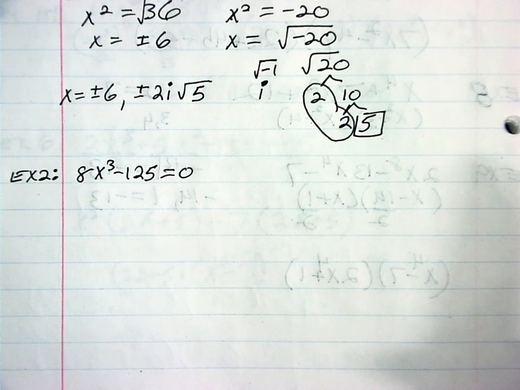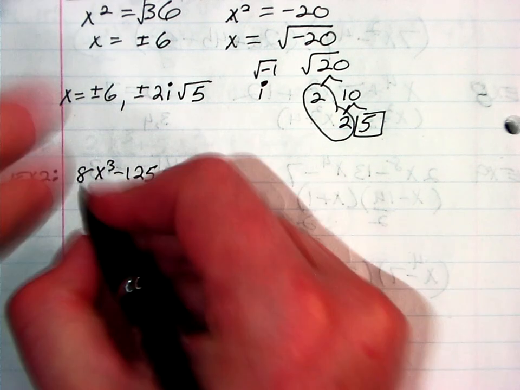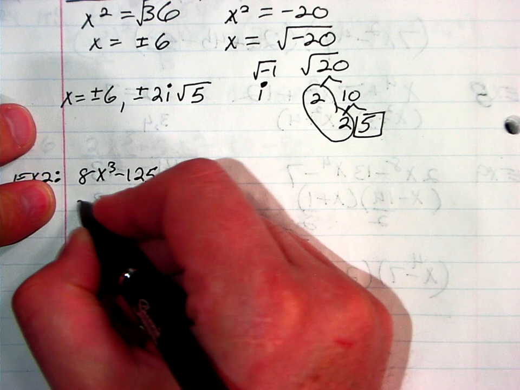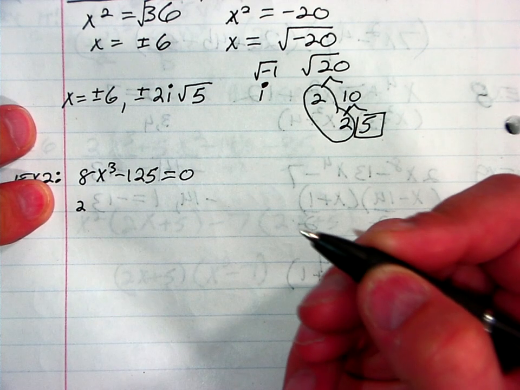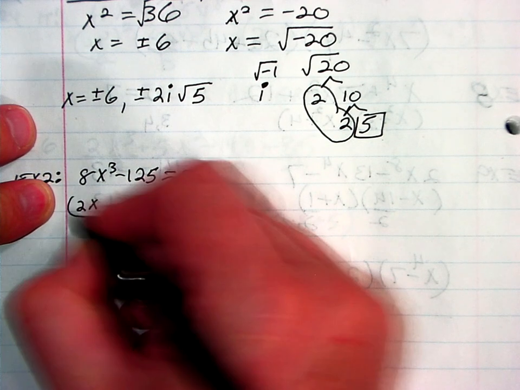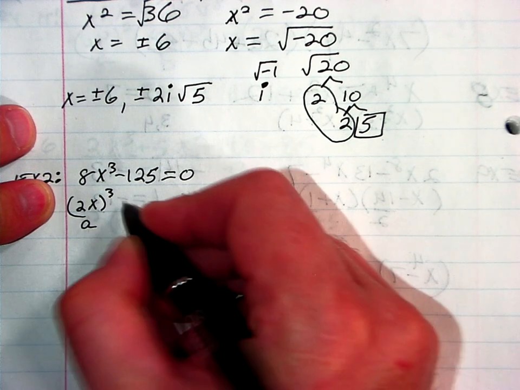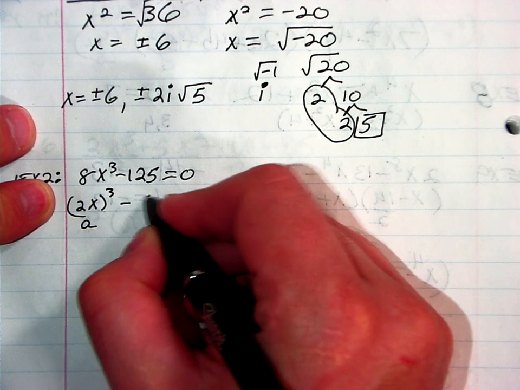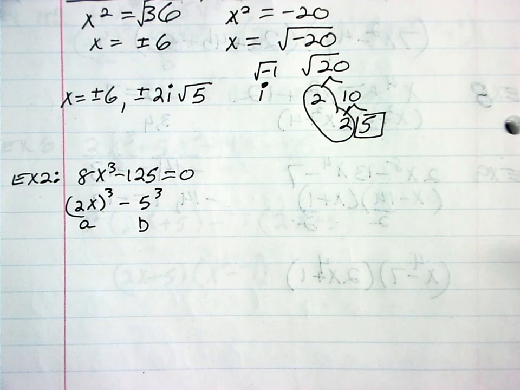All right, so this is what we did last week. This is a perfect cube, perfect cube, perfect cube. So I could actually rewrite this. Yes, perfect cubes, I'm sorry, I said squares. You are exactly correct. 2x, and if I cube it, that's my a term. Minus 5 cubed. So 5 would be my b term.